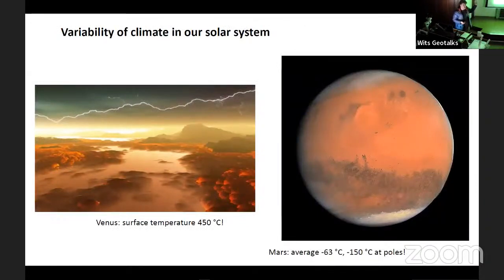If we look elsewhere in the solar system, the surface of Venus right now is about 450 degrees Celsius, which I think is kind of crazy because that means we're in metamorphism conditions on the surface, right? In comparison, you go to Mars, and Mars's average temperature is about negative 63 degrees Celsius. And at the poles, it's about negative 150 degrees Celsius. The interesting thing is that it's speculated that both of these planets at one point had liquid water on their surface as well, but it's now gone.